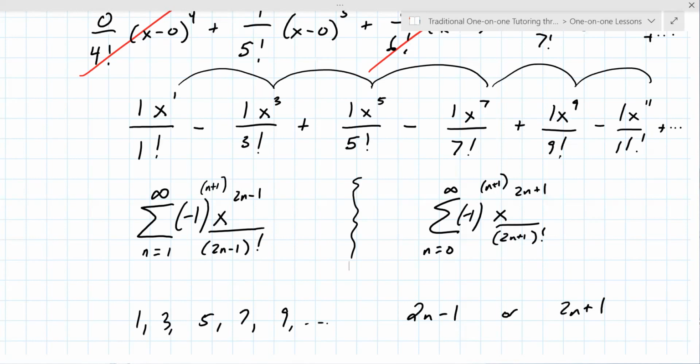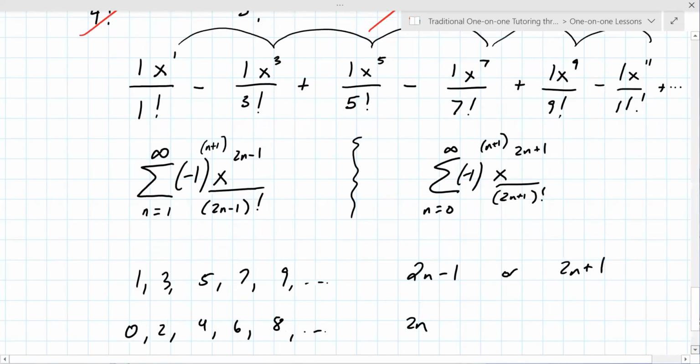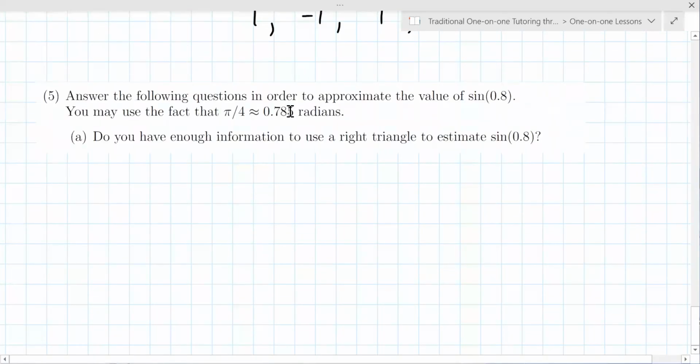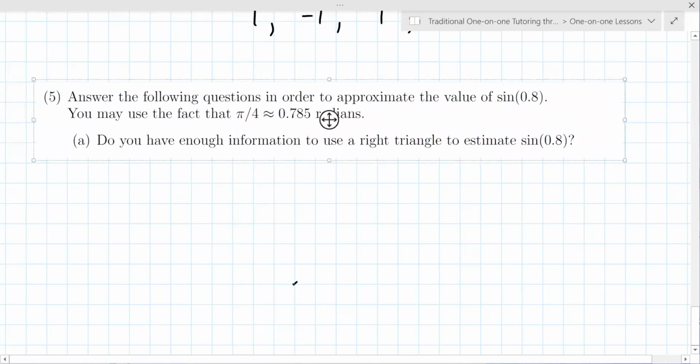Answer the following questions in order to approximate the value of sine 0.8. Do you have enough information to use a right triangle to estimate sine 0.8? Sorry, I'm just reading it because I'm trying to look ahead here. Do you have enough information to use a right triangle to estimate sine of 0.8?